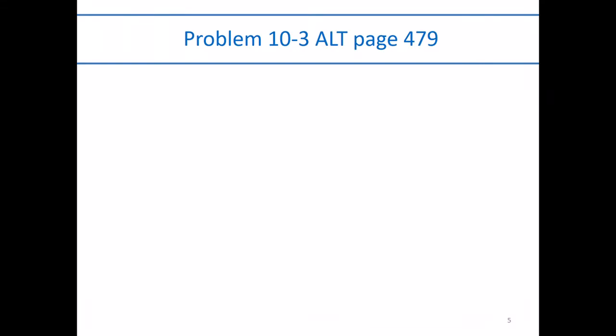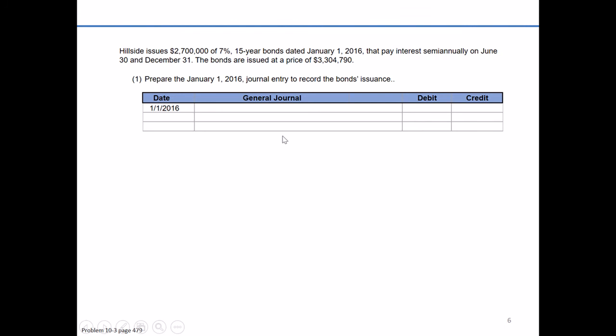In the alternate version of problem 10-3, we're going to continue with Hillside with a slightly different bond issue of $2.7 million, 7% contract rate, 15-year period, dated January 1st, 2016, still paying semi-annual interest on June 30th and December 31st. This time the issue price is going to be $3,304,790.